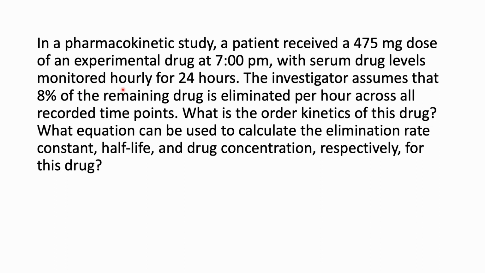Question. In a pharmacokinetics study, a patient received a 475 milligram dose of an experimental drug at 7 p.m. with serum drug level monitored hourly for 24 hours. The investigator assumes that 8% of the remaining of drug is eliminated per hour across all the recorded time points. What is the order kinetics of this drug? What equation can be used to calculate the elimination rate constant, half-life, and drug concentration, respectively, for this drug?